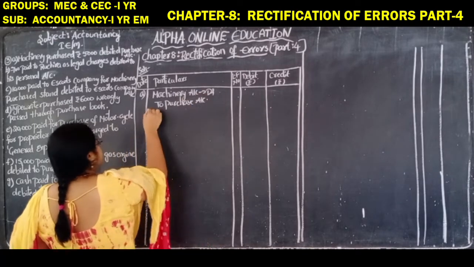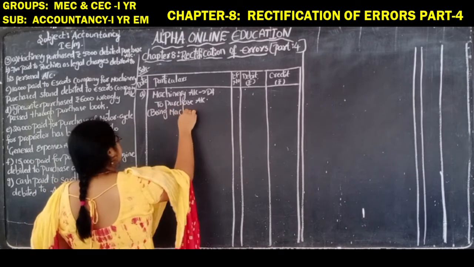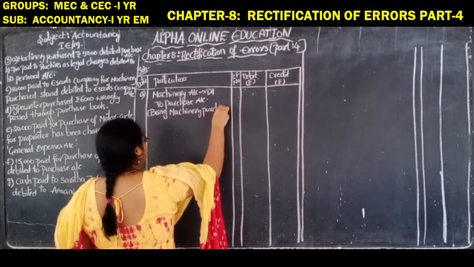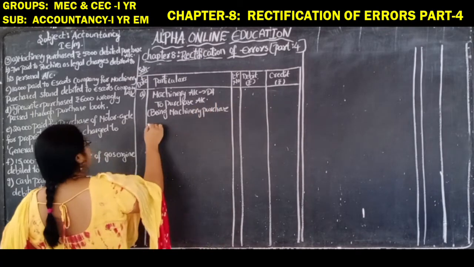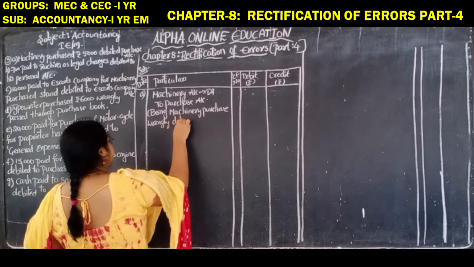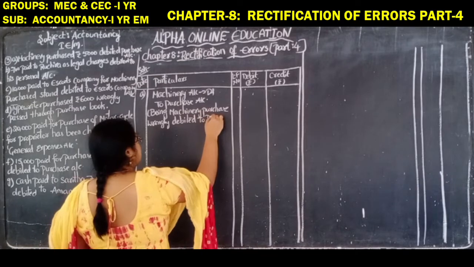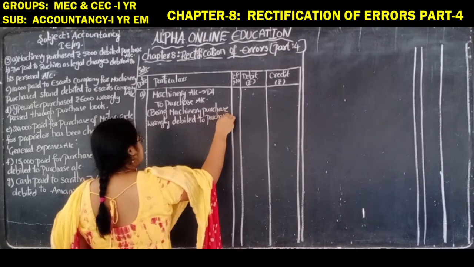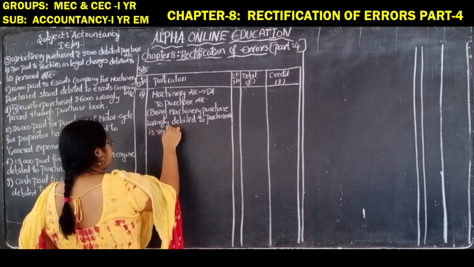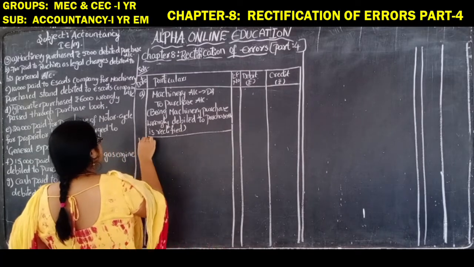Write the narration. Being machinery purchase wrongly debited to purchase account. Purchase account is rectified. Yes, completed. Next, B. What's the B entry?